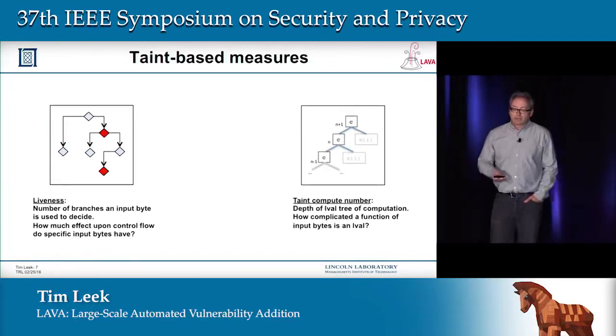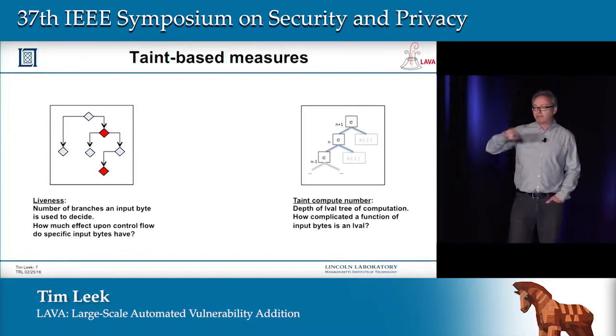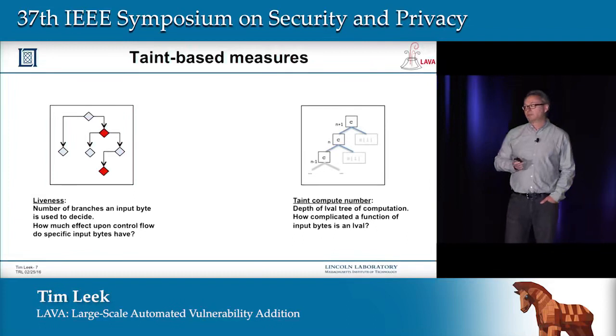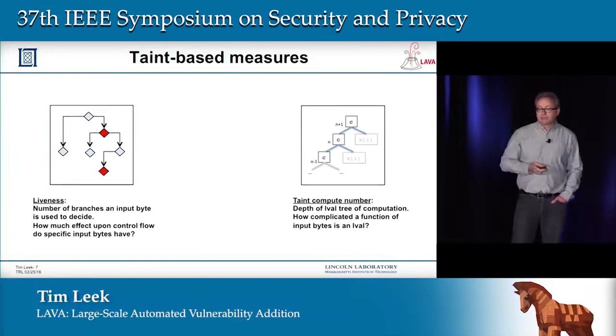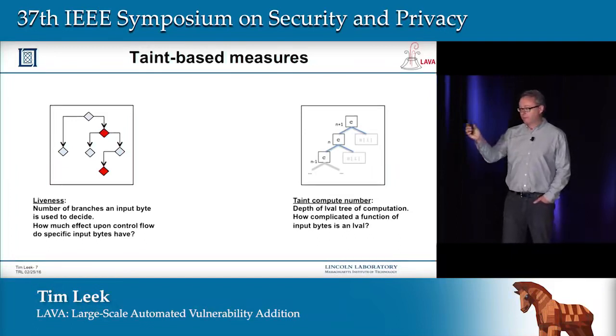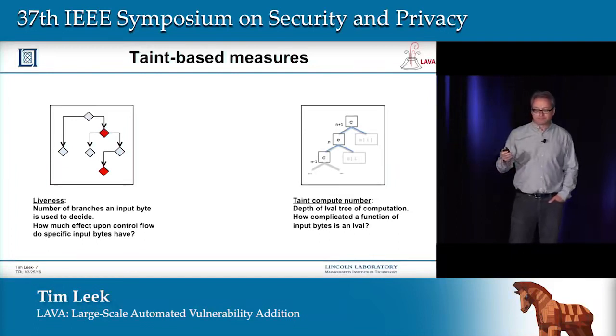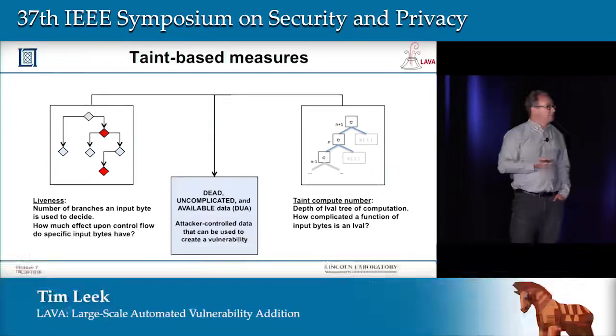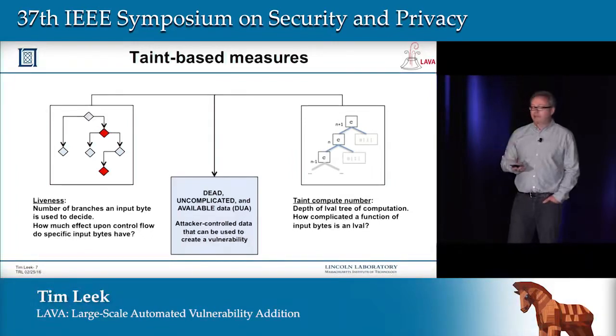The other critical measure that we came up with is called taint compute number. And this is really the depth of the tree of computation used to compute a particular LVAL at a particular point in the execution trace. So it's basically how complicated a function of input bytes is a particular value at a point in the trace. So together these two things give us what we call dead, uncomplicated, and available data. It's available at this particular point, or DUAs. This is really the attacker-controlled data that can be used to create a vulnerability.